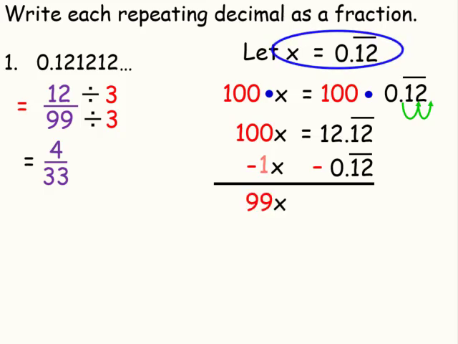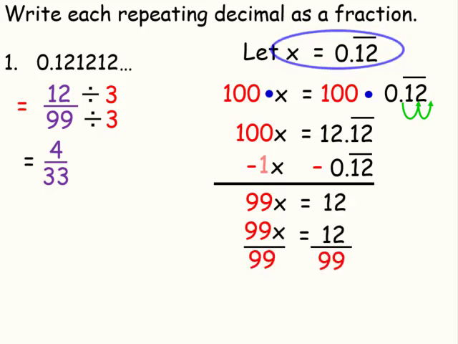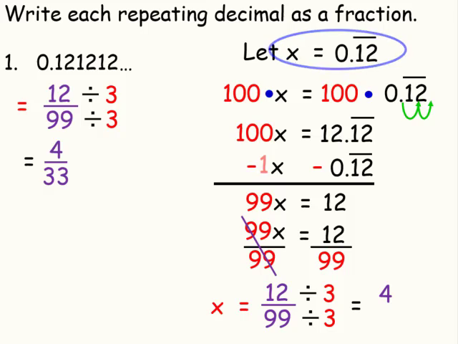100x minus 1x is 99x. 12.12 bar minus 0.12 bar is 12. We'll divide both sides by 99. X is equal to 12 over 99, which is reduced to 4 over 33.